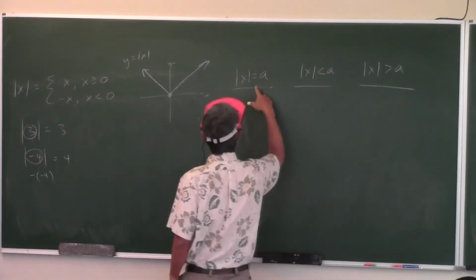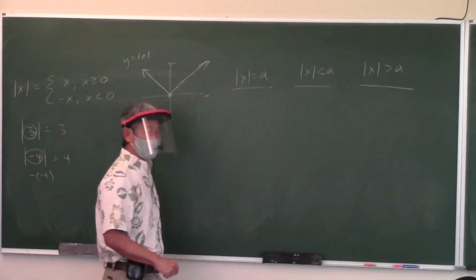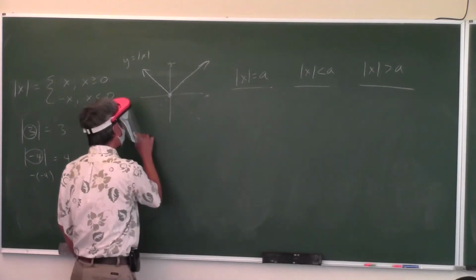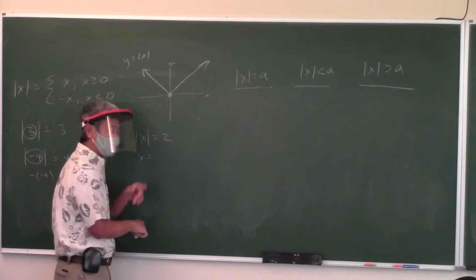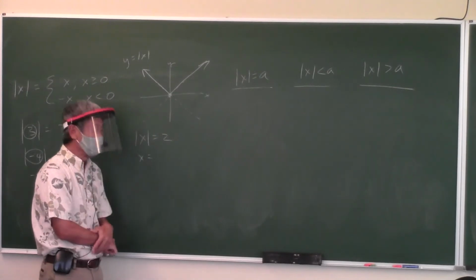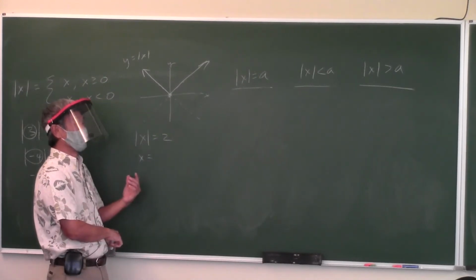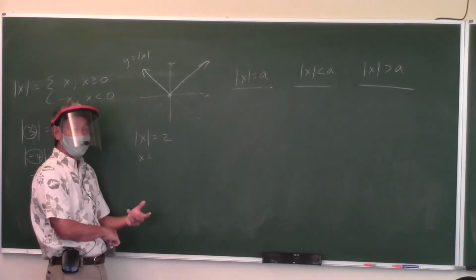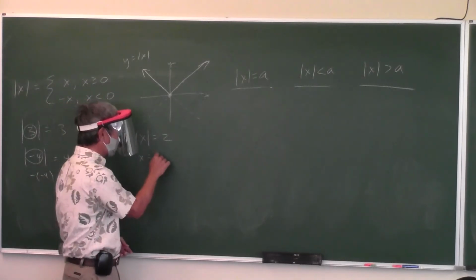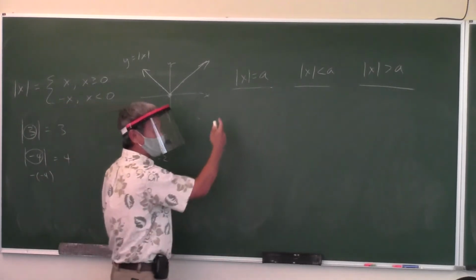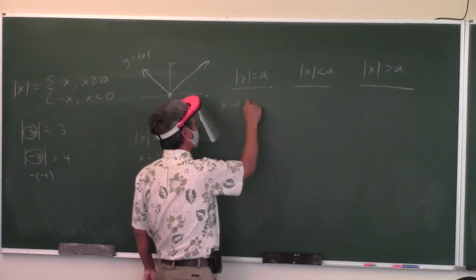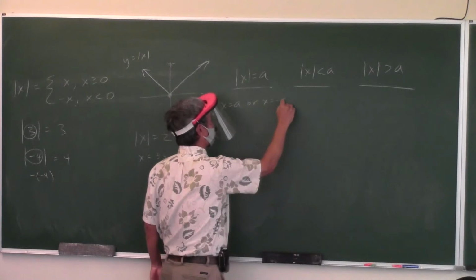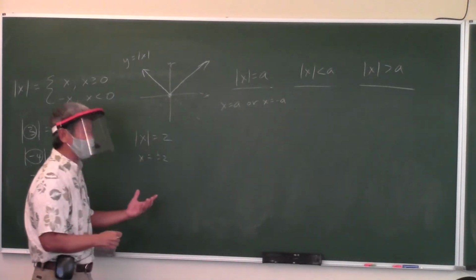What does this mean? Here, let's look at a concrete example. Absolute value of x equals 2. What numbers can I plug in for x that'll make it true? Negative 2 and positive 2, right? So plus or minus 2 is the answer. So that's why if the absolute value of x equals a, that means either x equals a or x equals negative a. That's what it means.